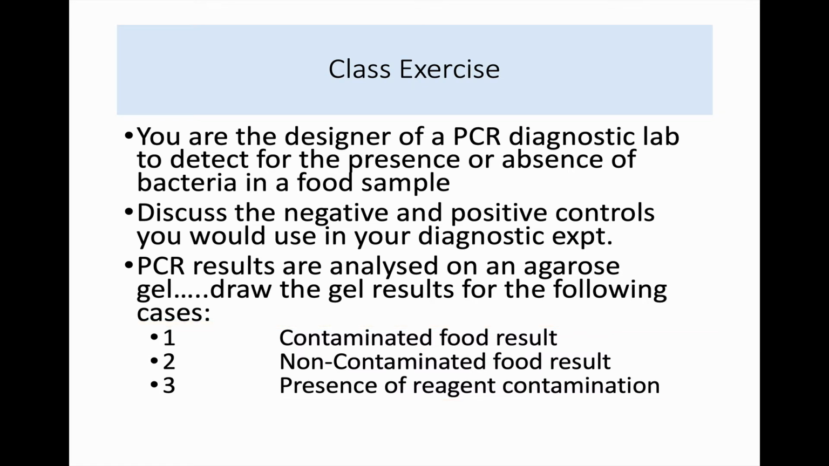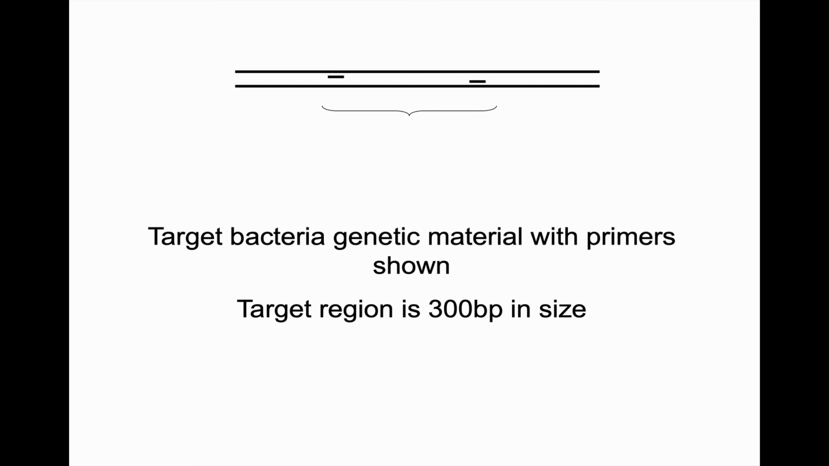So the target region, let's say, for example, in the bacteria that we want to amplify is going to be 300 base pairs. So we design a forward primer and a reverse primer, and they will hybridize to their complementary sequence. So if the bacterial DNA is present, the primers will hybridize, they will be extended, and will amplify just the target region, which now we know is 300 base pairs in size.